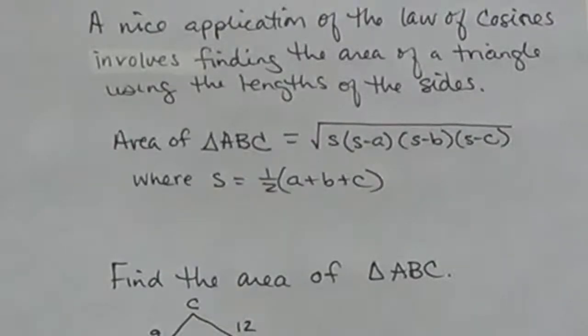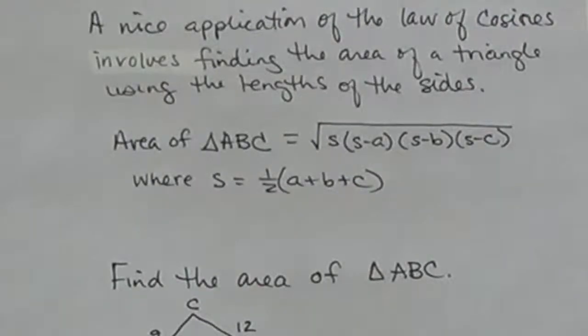A nice application of the law of cosines involves finding the area of a triangle using the length of the sides. So if I'm looking at a side-side-side triangle, then I can find the area even though I don't have the base and the height. In other words, it's not a right triangle. But as we saw before, the law of cosines is a generalization of our Pythagorean theorem, which means I should be able to use some of the properties from right triangles to get the same properties for oblique triangles.